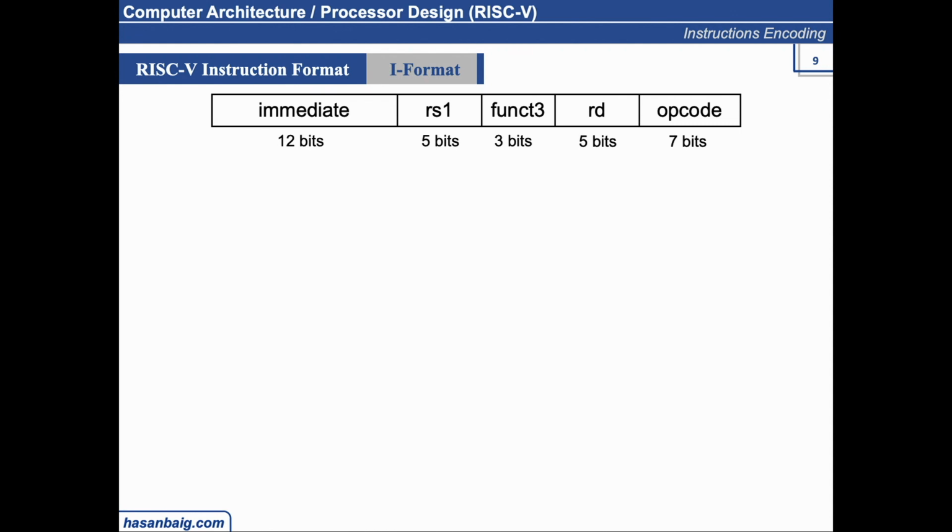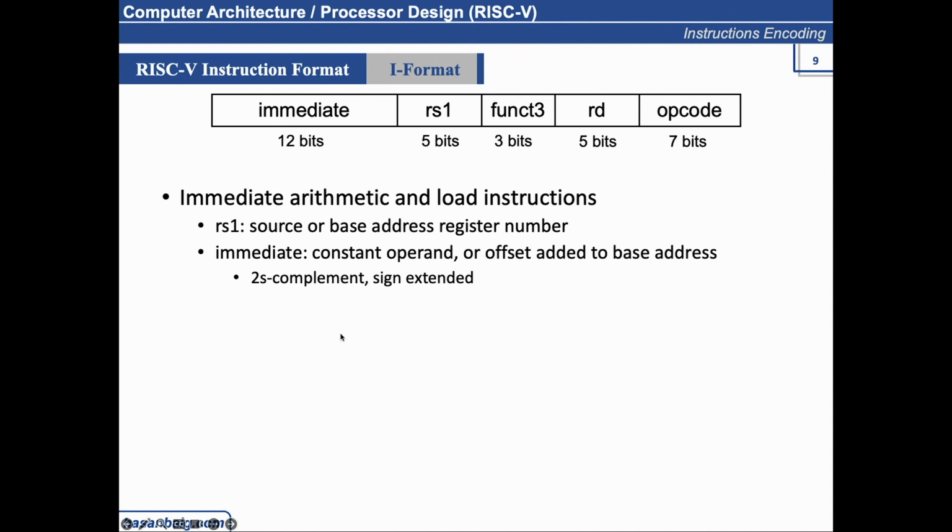which means that it has immediate data. Either it could be data or it could be an offset value, like in an LW instruction. It could be an ADDI instruction as well. Okay? So in the immediate format, these two fields, RS2 and func7, are merged together to form 12 bits of immediate data. It's always a two's complement value, and it is sign extended.